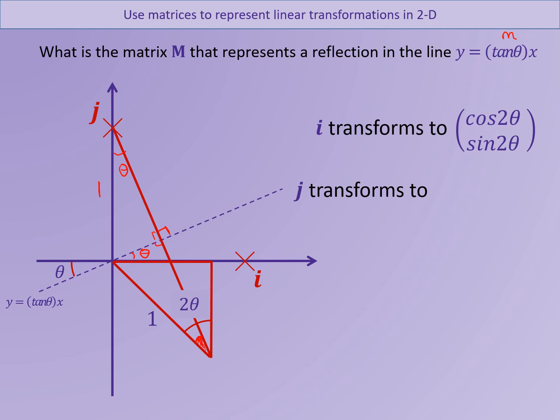We can use trigonometry in the same way to work out both of those lengths of that triangle. So the adjacent would be cos 2 theta, and the opposite would be sine 2 theta, in a very similar way to how we worked it out for I. And that means that J would be transformed to sine 2 theta, minus cos 2 theta. So just be careful here with the negative being the position below the x-axis.